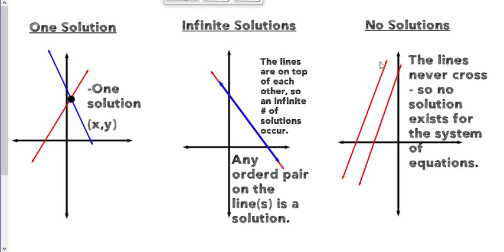No solution happens when our lines never cross, right? When they're parallel, when they have the same slope. That's what makes parallel lines parallel, as we know from chapter 4. But since they never cross, there's no solution that exists. There's no x, y that they share.